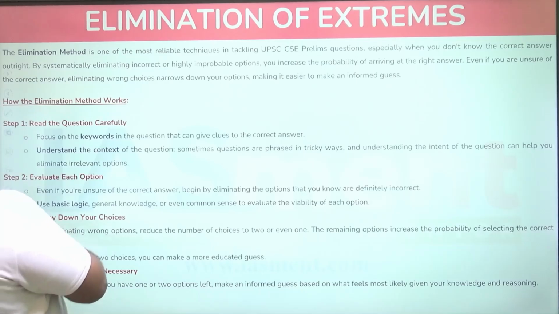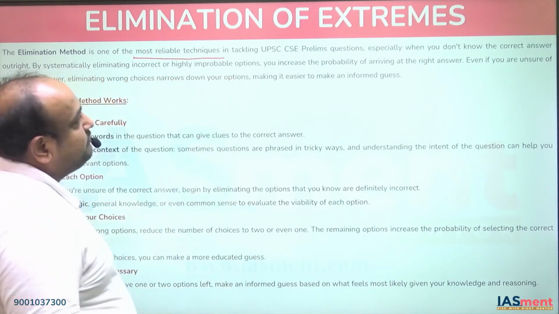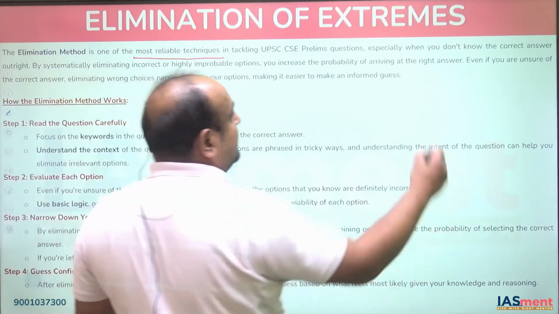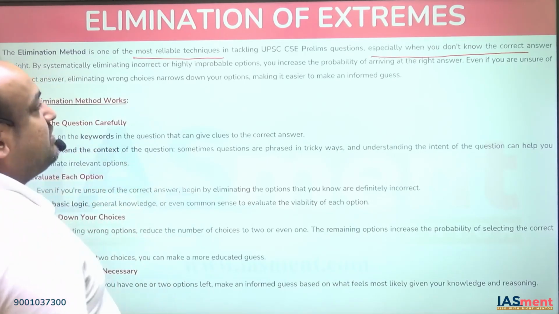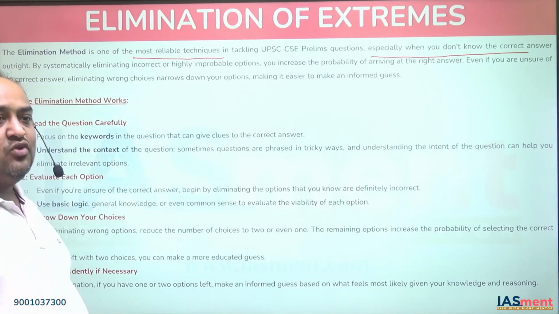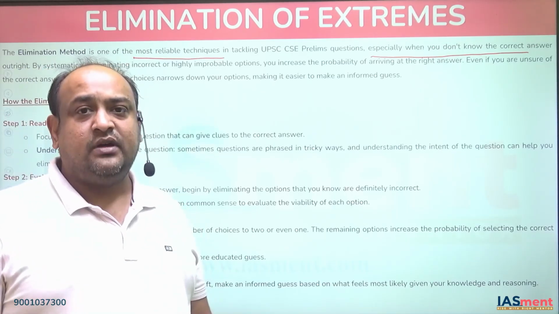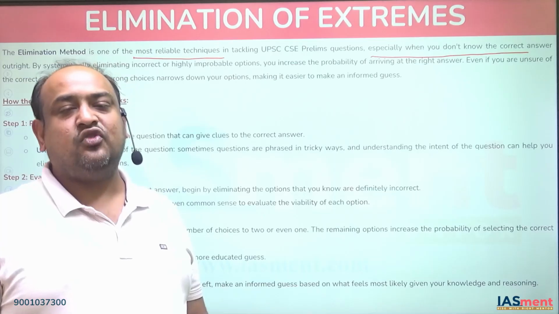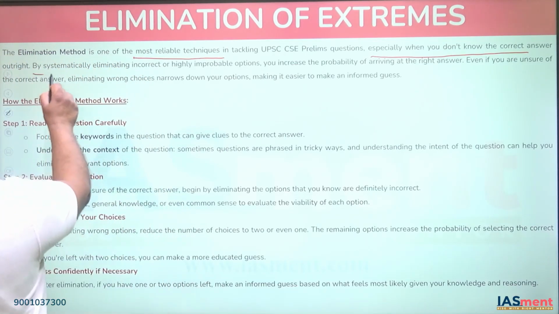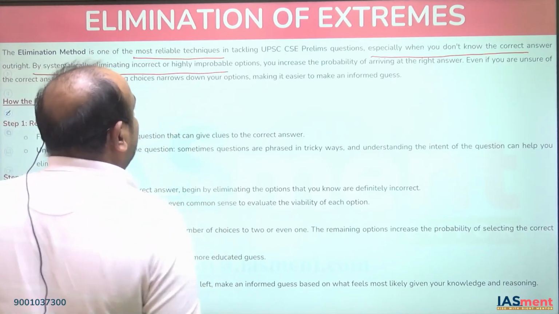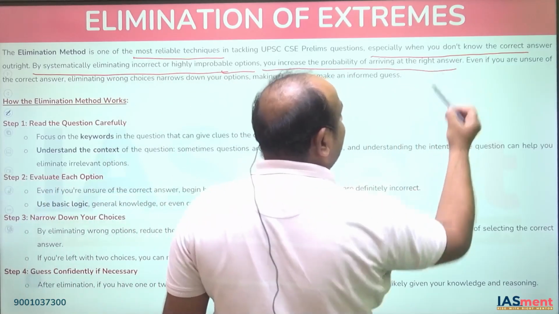देखिए, एलिमिनेशन मेथड जो है ना, ये is the most reliable technique. ठीक है, specially when you don't know the correct answer outright. जब सीधा सीधा आपको सही आंसर पता ही नहीं होता, तब उस टाइम पे तो एलिमिनेशन जो है वो रामबाण की तरह है। ठीक है, एलिमिनेशन टेक्निक के बिना ऐसे क्वेश्चंस को सॉल्व किया ही नहीं जा सकता। ठीक है, by systematically eliminating incorrect or highly improbable options to increase the probability of arriving at the right answer.